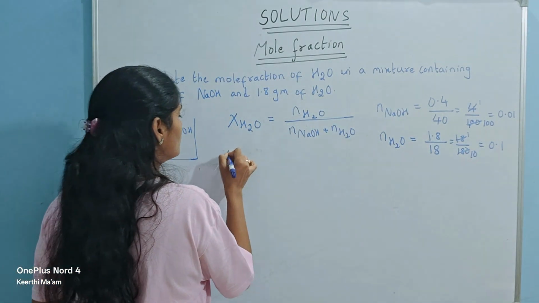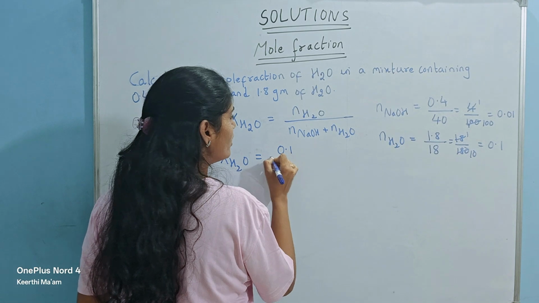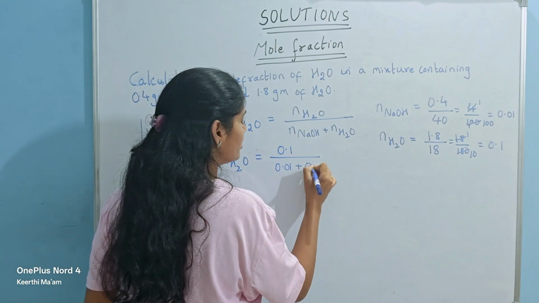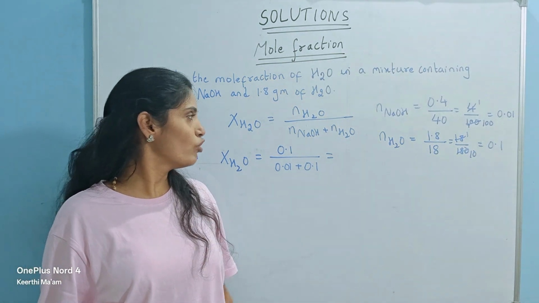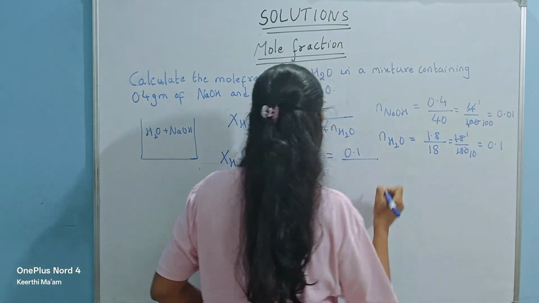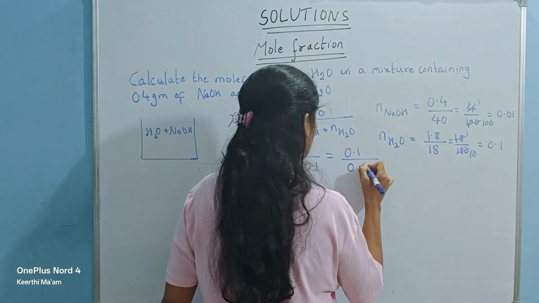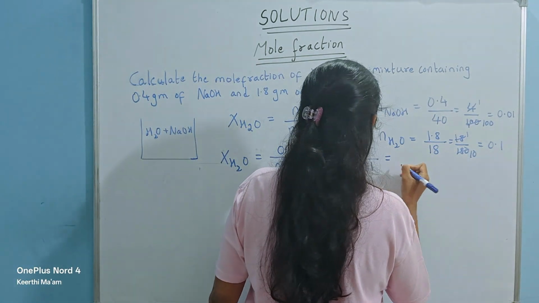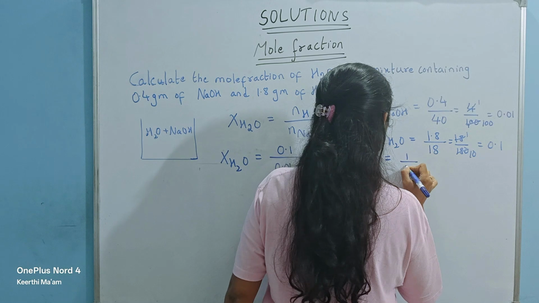Now let us substitute it here. Mole fraction of H2O is equal to, how many moles of water did I get here? 0.1 divided by the number of moles of NaOH, 0.01, plus the number of moles of water, 0.1. Using this you can calculate the mole fraction of H2O. Now if you calculate this, how much do you get? 0.1 divided by 0.01 plus 0.1 will come to 0.11. Now how much will be the value of 0.1 divided by 0.11? You can write it as 1 by 1.1.